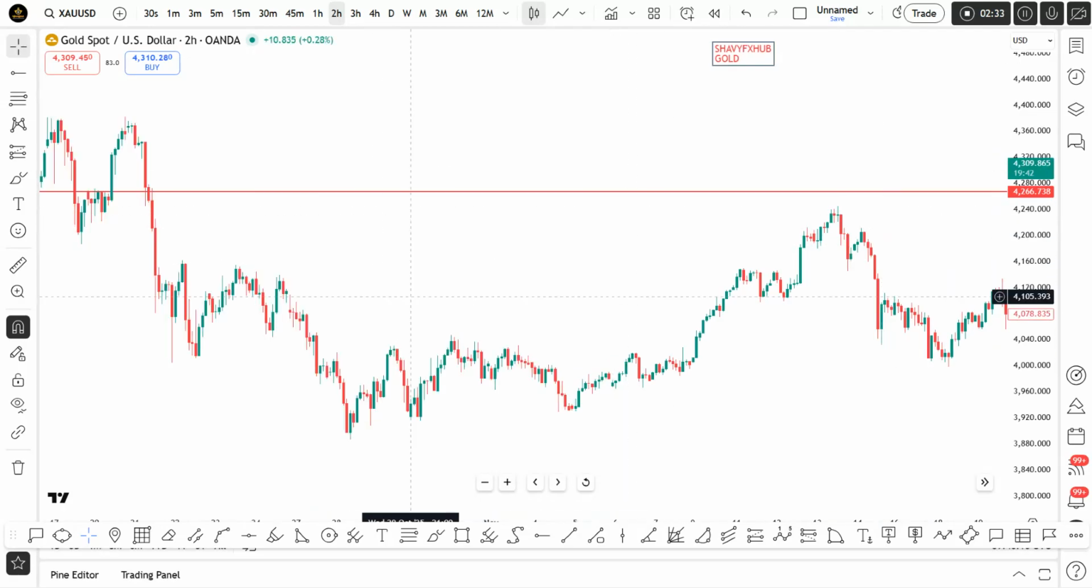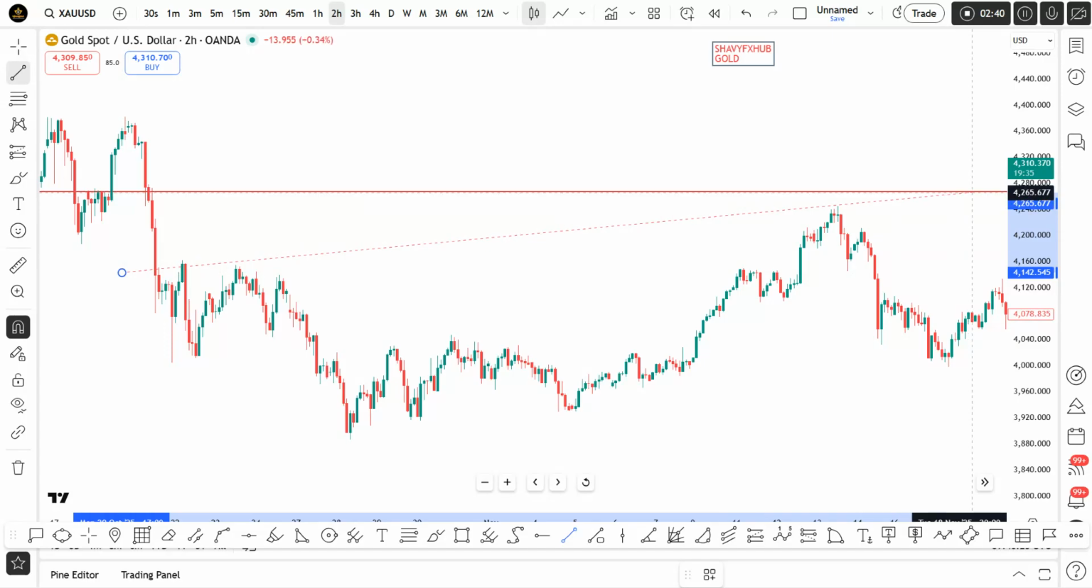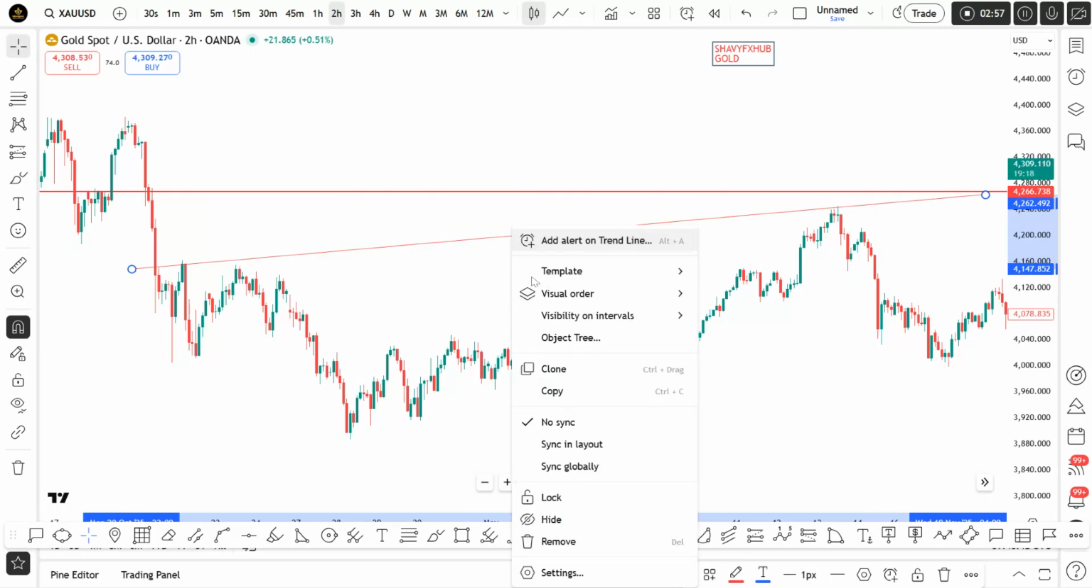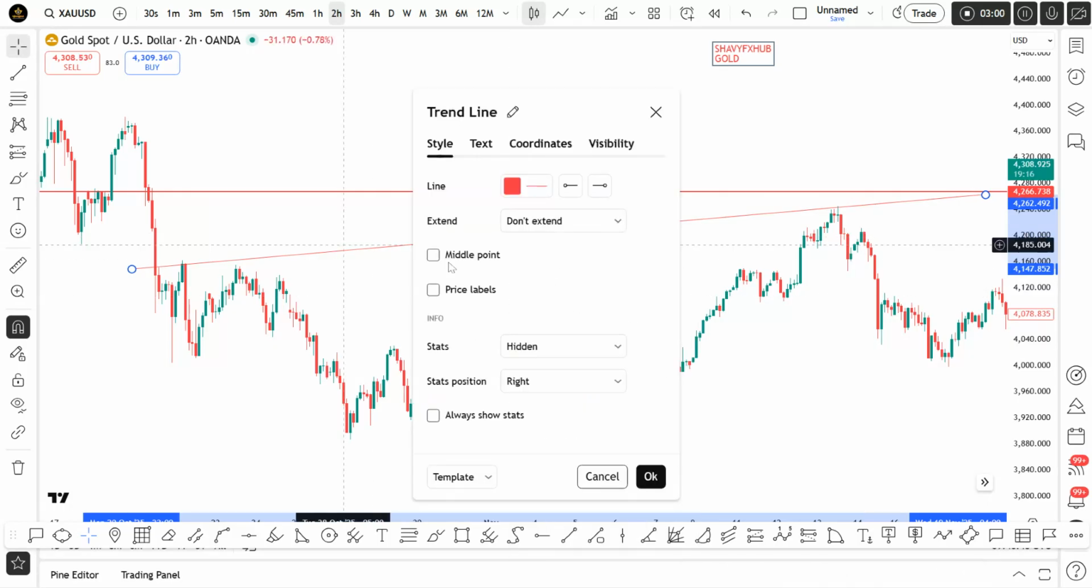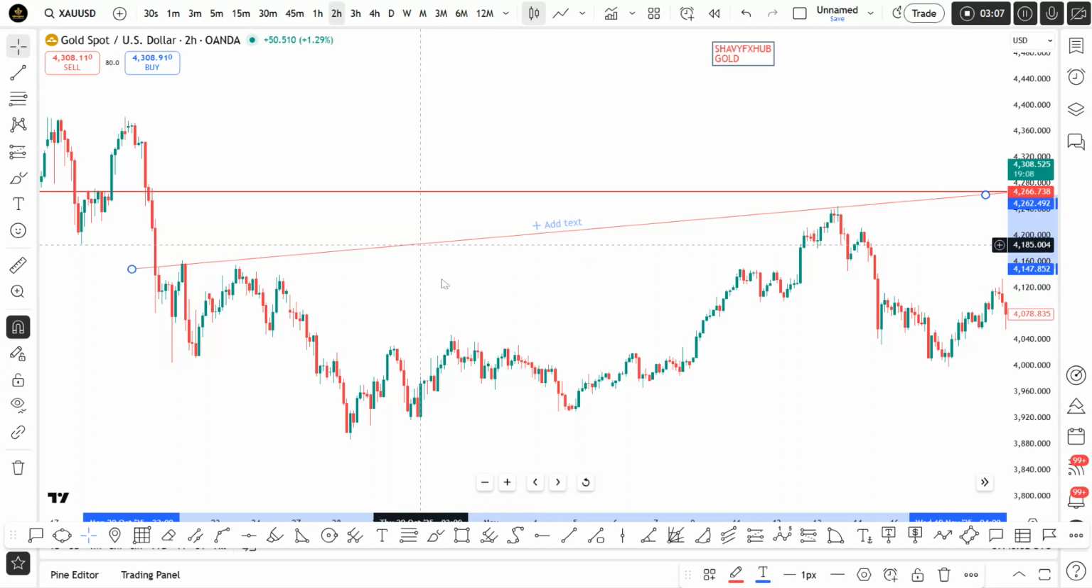Okay, beautiful. So now on 2 hours, this is the trend on 2 hours. So we are going to watch it to see. This is just for reference. So we're going to watch it to see what price does when it gets to this level.